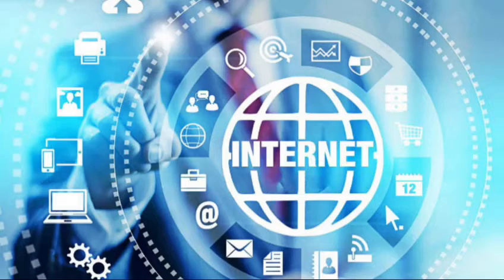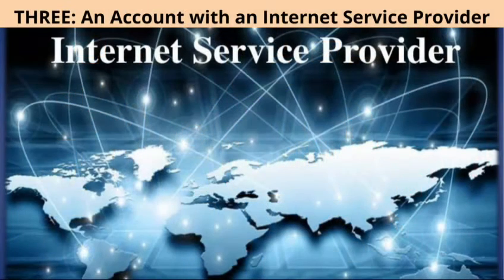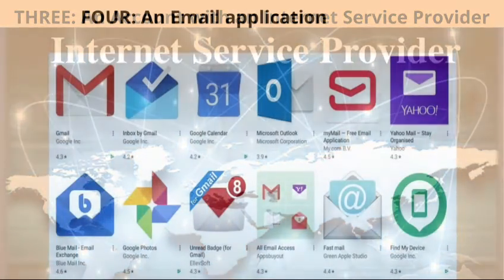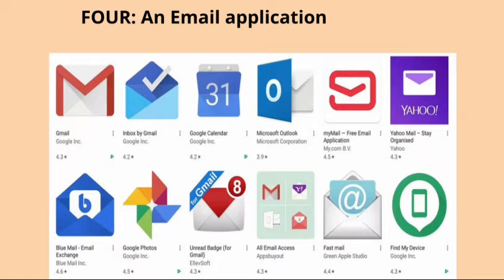Now, the third one is that you must have an account with an internet service provider. An example of an internet service provider, you have Glo, you have MTN, you have Etisalat, you have Airtel. Any client-based email must have a SIM card. Now that SIM card helps you to receive OTP from the internet. Now, also the fourth one, you have to have an email application.